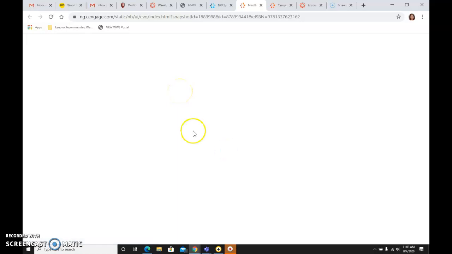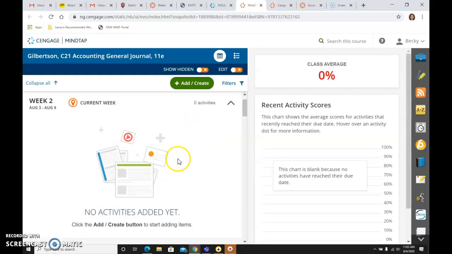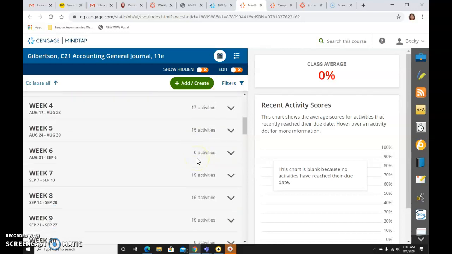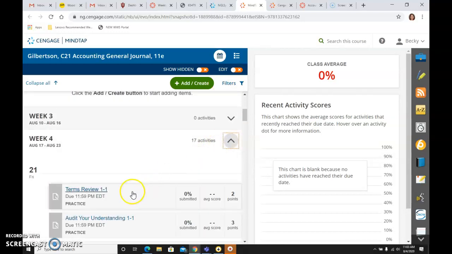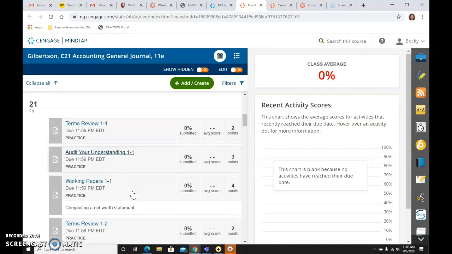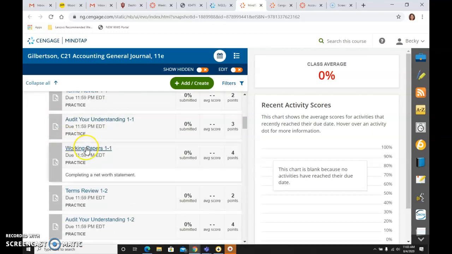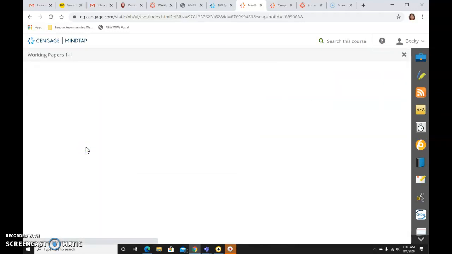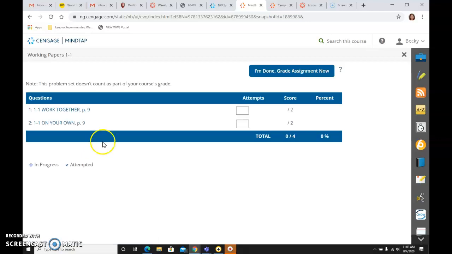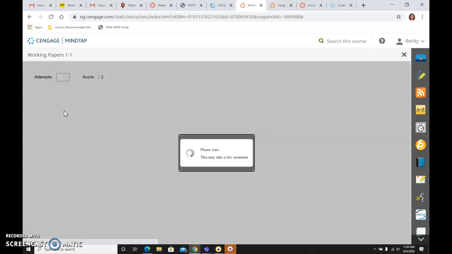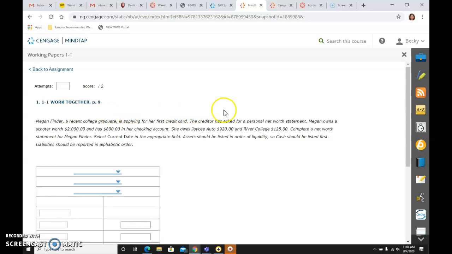You can see how great my internet is. We would go to, all of them are on Friday, by the way, Working Papers 1-1. And then Work Together, and it tells you what page number in the book the directions are on, if you would prefer to do that, so you're not trying to split screen very often. And here is our problem.